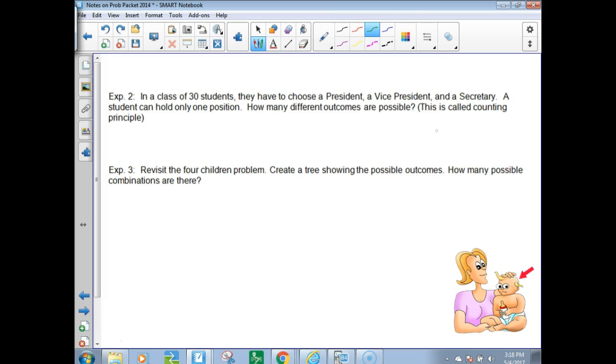So given that every kid has the same chance, how many kids do you have to choose from for the president? How many do you have to choose from for the vice president? And after that's picked, how many do you have to choose from for the secretary? That's it. And you've got to multiply these numbers. It's a rather large number.